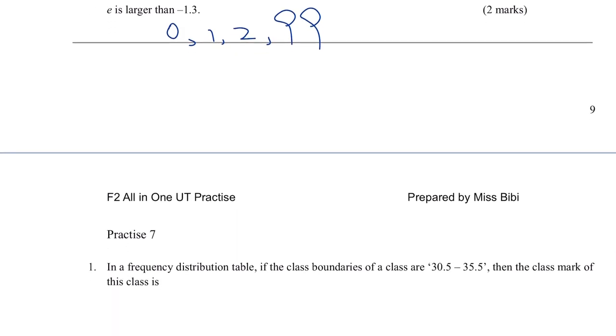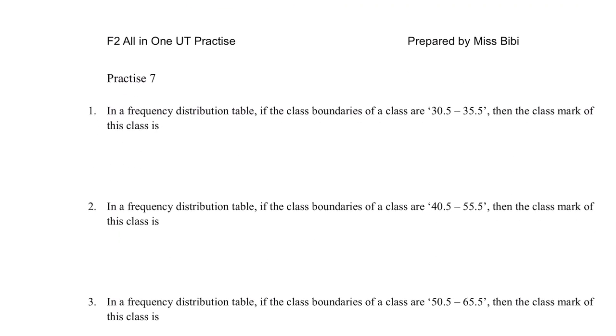Now for practice 7. Let's just continue within this video because it's easier, that's why. So class mark means the number in between. You have a frequency distribution table. There are class boundaries which are given from 30.5 to 35.5.